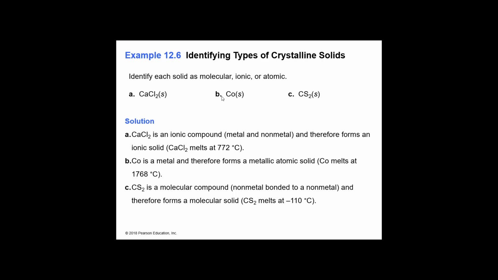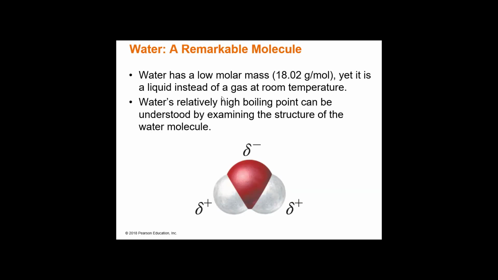And here we have carbon disulfide. All of that consists of nonmetals. They are all on one side of the periodic table. This is a molecular compound. It is nonmetal bonded to nonmetal, which means that it is sharing electrons, and this is therefore a molecular solid, and it melts at negative 110 degrees Celsius.